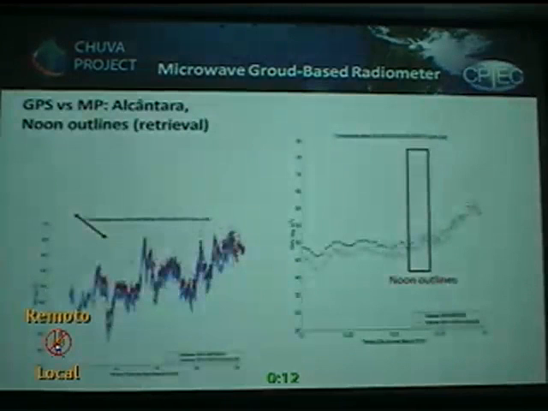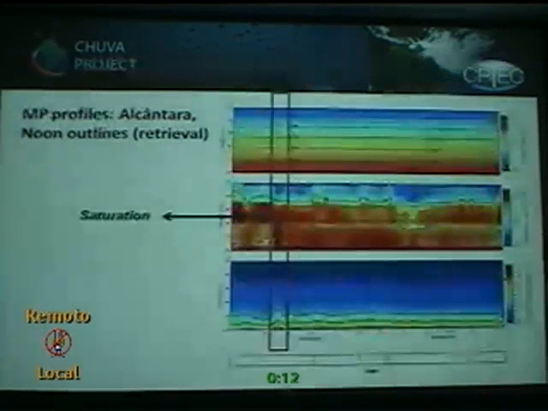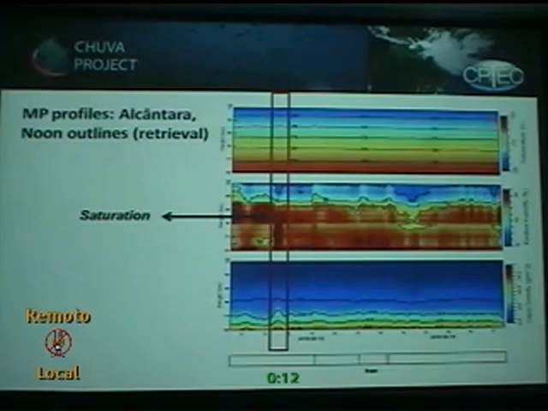This result is from Sapusi. Sapusi found these errors in Alcantara. It only happened there, only in Alcantara. It's a new outlier in the MEP. When you are close to midnight, close to the noon, we have this outlier. This is a problem with the radiation. The retrieval is not so good. This is an example of the profiling at noon. So we have to take it off.